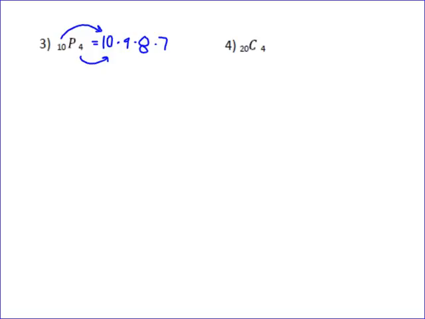So you're going to have 10 times 9 times 8 times 7, and then you can just go ahead and multiply those together, and your answer is 5,040. So 10 permute 4 is just 5,040.